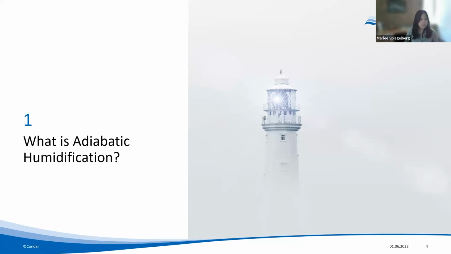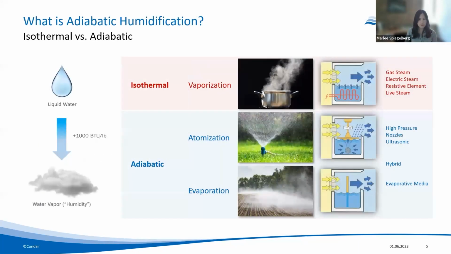So first off, what is adiabatic humidification? For humidification, water needs to change state from liquid to vapor. This uses about 1,000 BTUs of energy. Steam humidifiers add energy via an energy source of some type to the water to boil it. It could be natural gas, propane, electric, or steam, such as live steam. But with adiabatic humidification, water takes the energy from the surrounding air to make that phase change happen. This can happen either by atomization or evaporation of water.